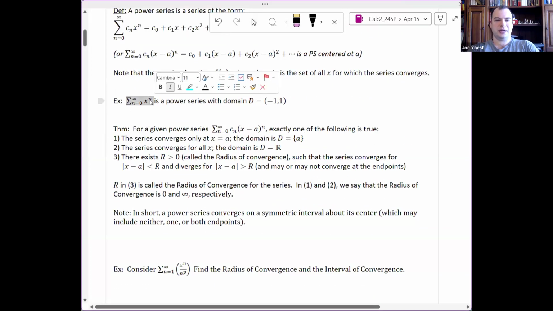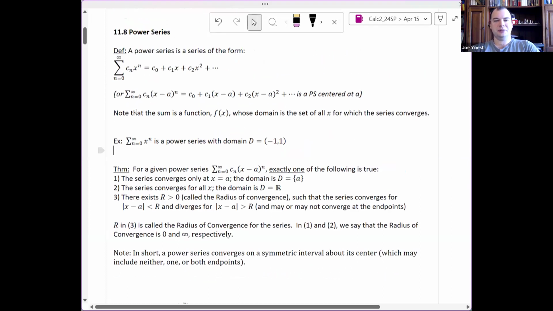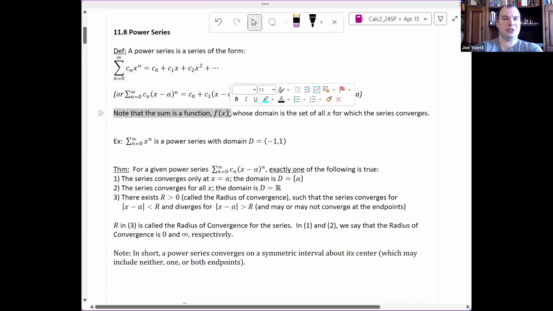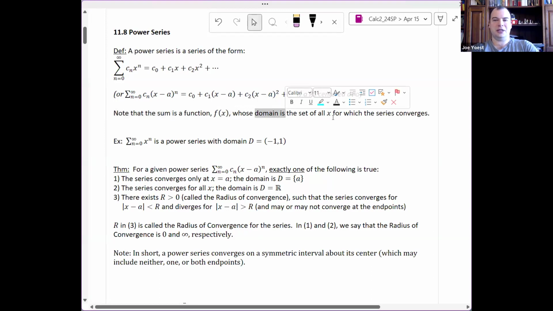So we can see, for instance, that sum n equals 0 to infinity of x^n is a power series. That's just where all of our coefficients are 1. We note that the sum of this series is a function f of x, and the domain of that function is going to be the set of all x for which the series converges, for which the sum exists. So where does this series converge? For what values of x does this series have a sum? For what values does the series converge and have a sum?